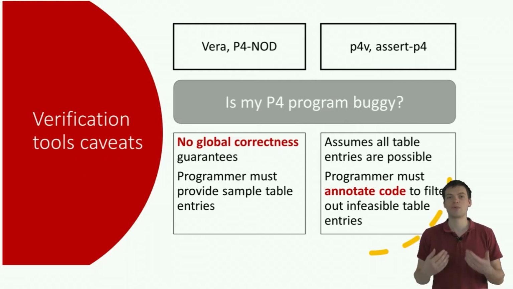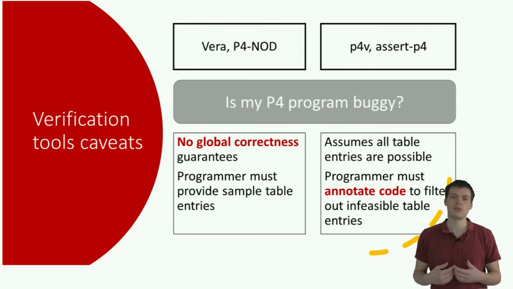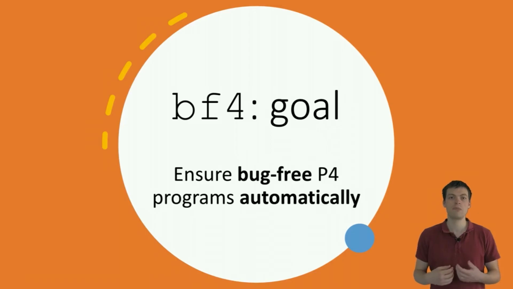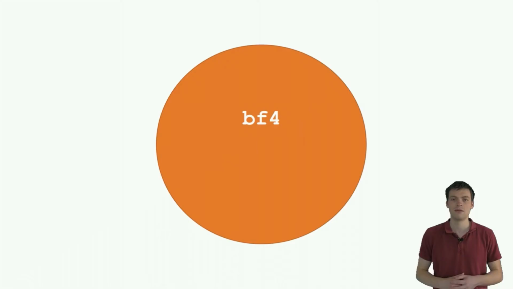It is now the job of the programmer to write code annotations in order to rule out infeasible table entries. Alas, writing code annotations is a difficult task. Sometimes it may even be infeasible, since the program which populates table entries may not even be known at compile time. It would be great if we could ensure bug-free P4 programs without having the programmer provide annotations nor an exhaustive list of table entries. This is the goal of our tool bf4.